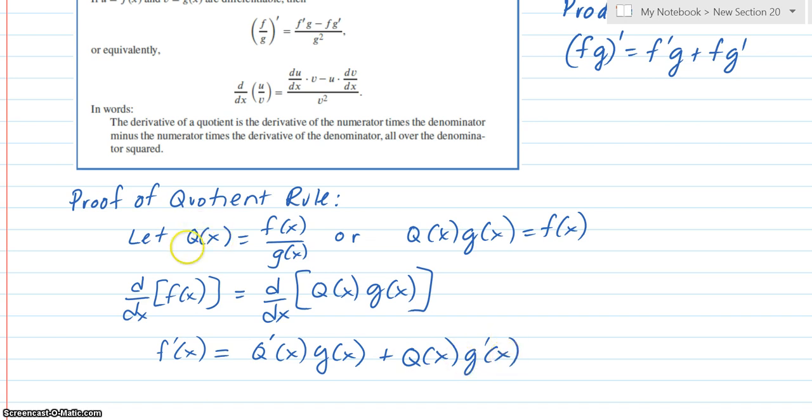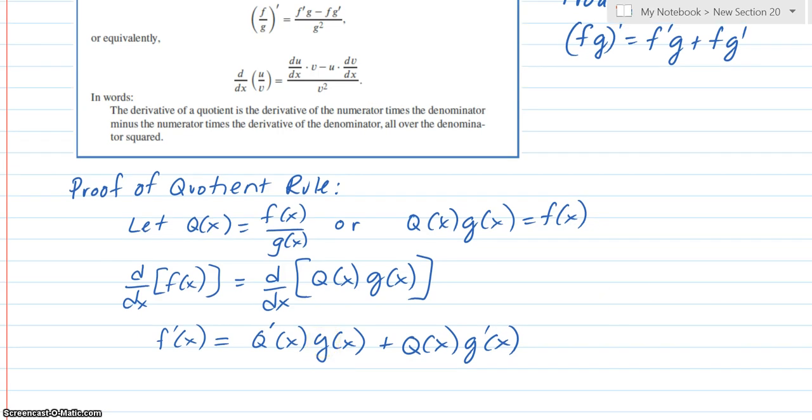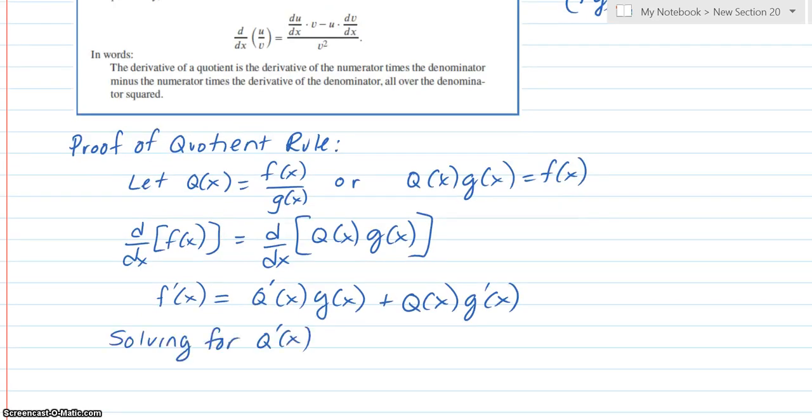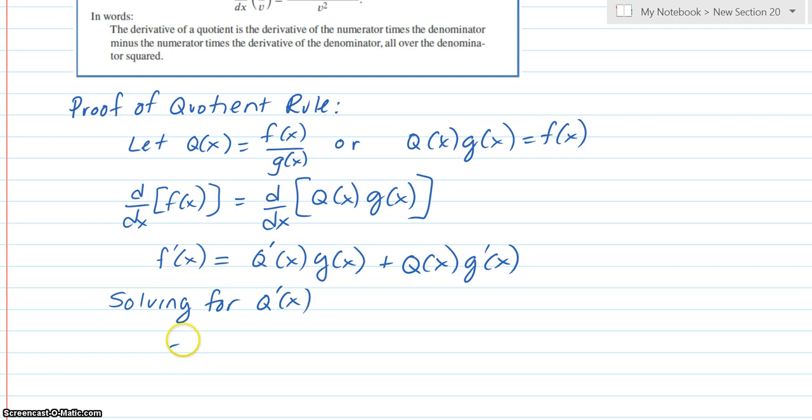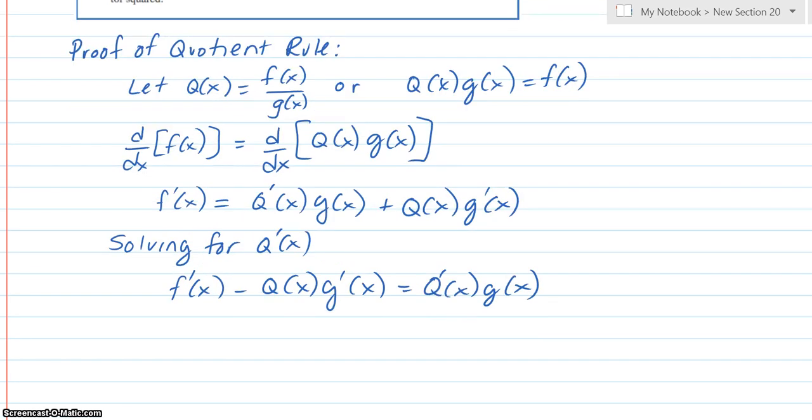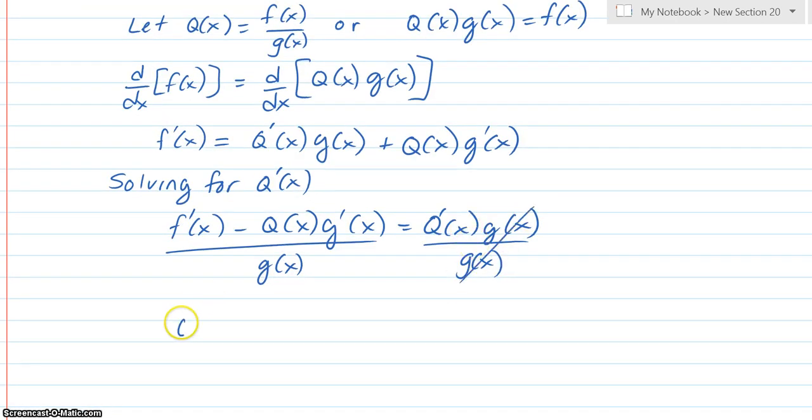So what we're after is the derivative of q. So I'm going to now solve for q, I mean solving for q prime. We're after the derivative of q, which is q prime. So if I solve for q prime here, I'm going to subtract this term over. So I have f prime of x minus q of x times g prime of x is equal to q prime times g. Again, I can put this on the other side, but one more minute. Let's divide both sides by g of x. And so what I have here is these cancel and gives me q prime of x. I'll put it on the left, and I'll just rewrite the right.